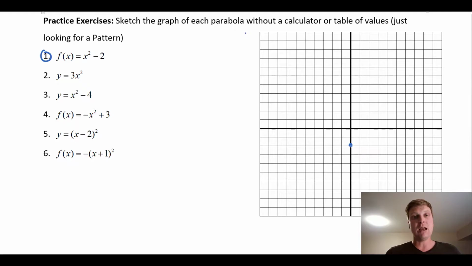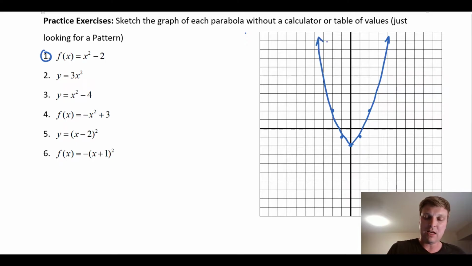But then I can follow the regular pattern I go through, which is over 1, up 1, over 2, up 4, over 1, up 1, over 2, up 4. And from there, I can fill in the rest of my curve. So it's going to look something like this. So there's my number 1. Let's take a look at number 2.